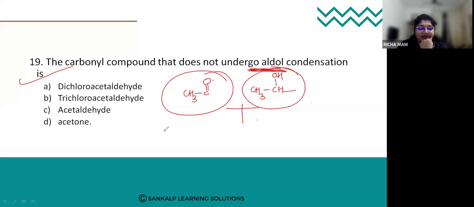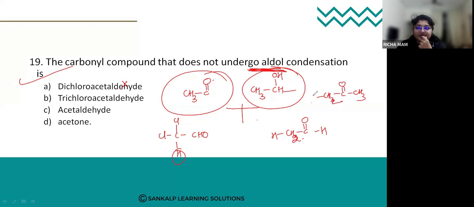Dichloroacetaldehyde is your aldehyde. Dichloro means 2, so there is an alpha hydrogen. One hydrogen is present here in the first, so this will undergo aldol condensation. Then acetaldehyde, CH3CHO. Here also there is an alpha hydrogen. Then next is acetone. Here also alpha hydrogen is present, so it will undergo as well.